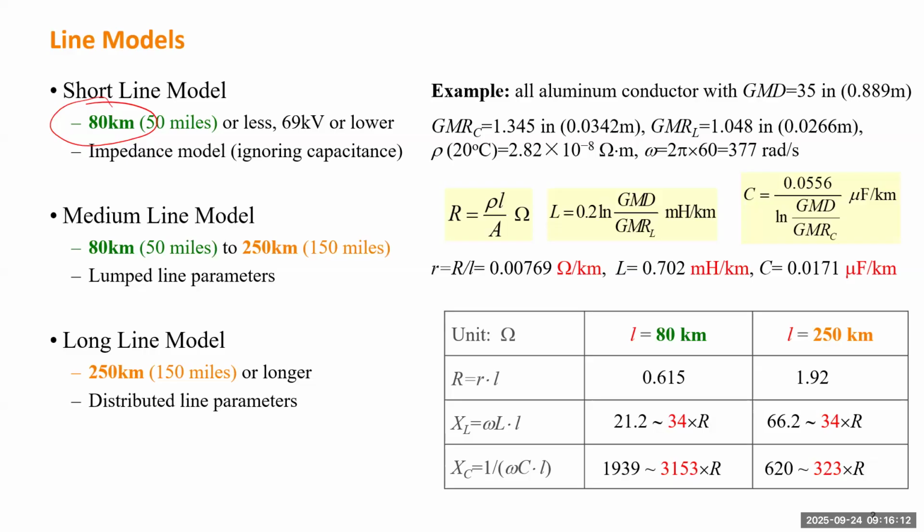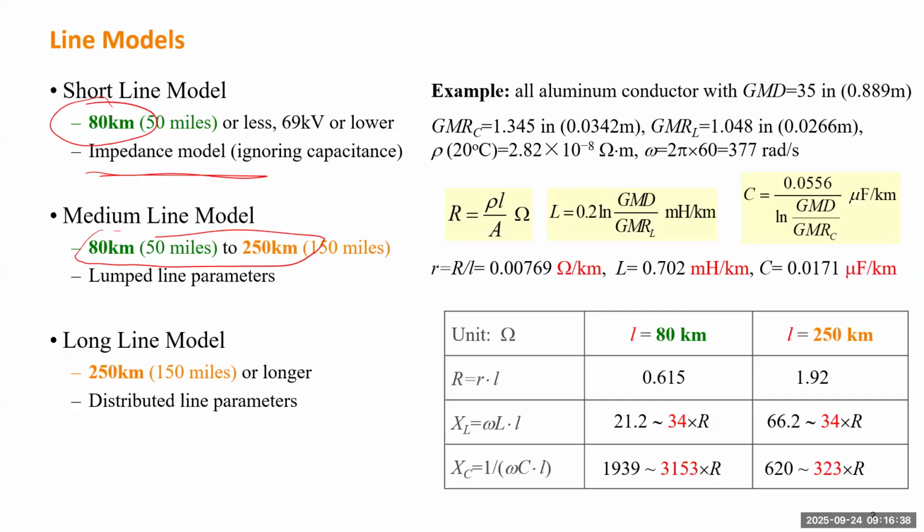So for a short line, usually you can just take a simple impedance model, and the capacitance or conductance to the ground can be ignored. From 80 to 250 kilometers, so from 50 miles to 150 miles, that is a medium line. So you can take a medium line model.